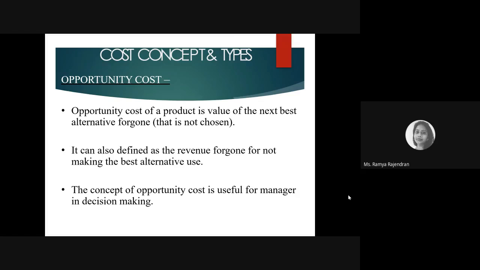So it's actually a revenue which is forgone for not making the best alternative use. Usually people in the top executive team always think about opportunity cost, because they are the people who take the right decisions.